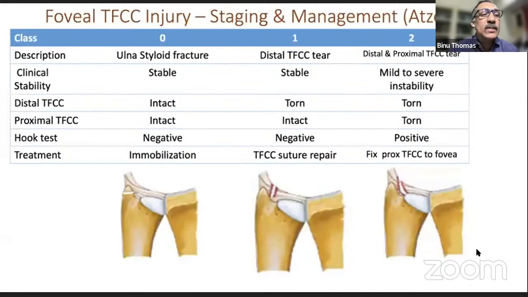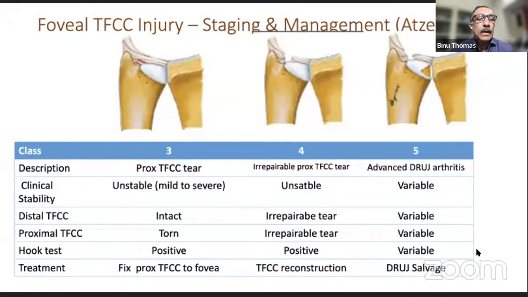There is a classification by Atsai where he divides this into different types of injuries, where there is injury to the superficial and the deep ligaments, and based on that, the management varies. If it's a stable injury, immobilize. If it is just the superficial ligament, you repair. And if there is associated instability, then you will have to do a foveal fixation of the triangular fibrocartilage. For more severe injuries, TFCC repair, again either arthroscopic or open.